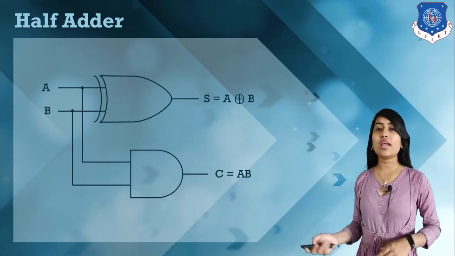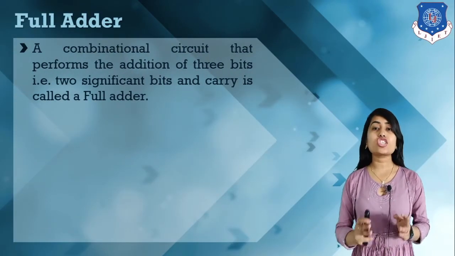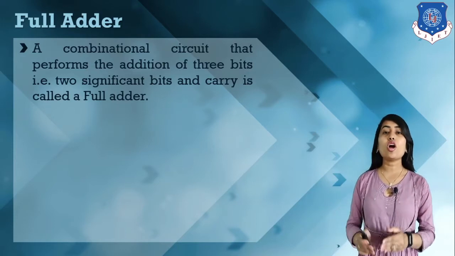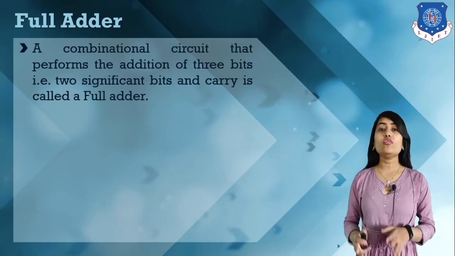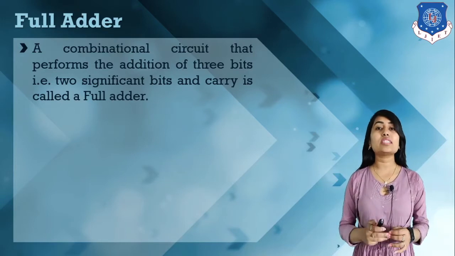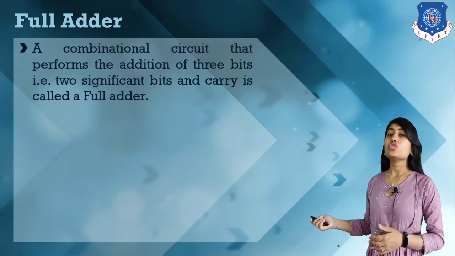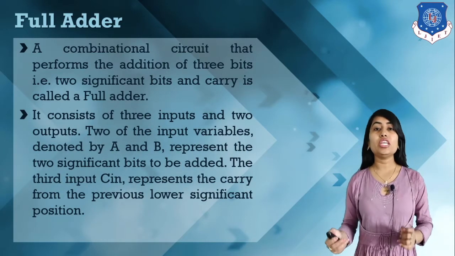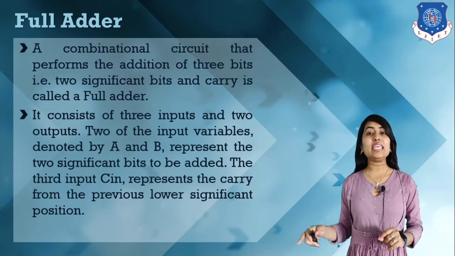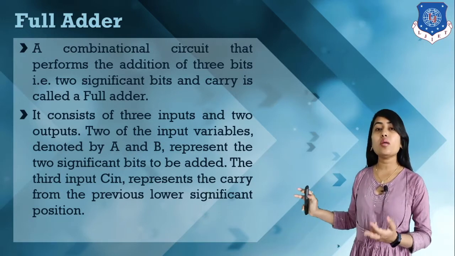Now what is a full adder? A full adder is an adder which performs addition of 3 bits, out of which 2 bits are our numbers, and the third bit is the previous carry. So if we have A and B, two 1-bit numbers, and here we have Cin, that is our previous carry, we get 2 outputs, sum and output carry.